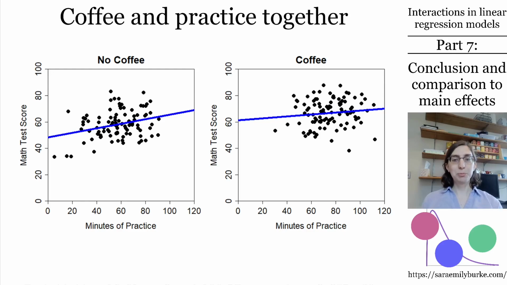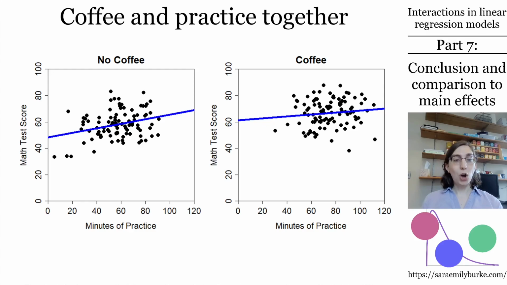Here are those two slopes plotted. Notice here that the slope on the right is shallower than the one on the left, just as we saw in the model output. Both slopes now fit their respective scatter plots better than they did when we omitted the interaction from the model and constrained the two slopes to be equal.